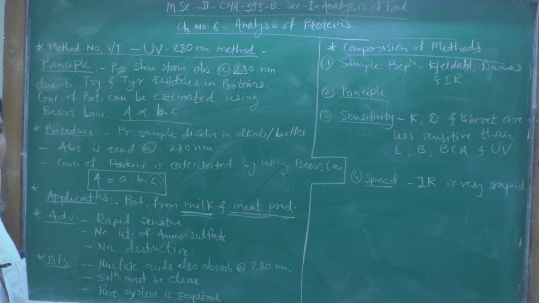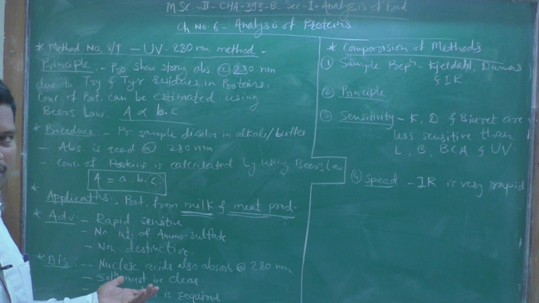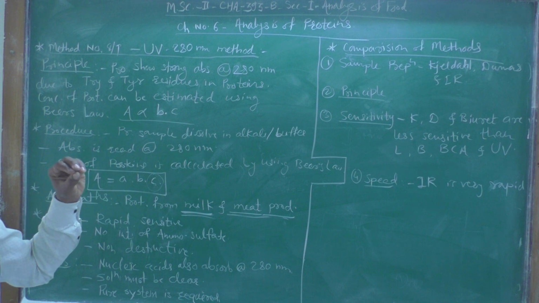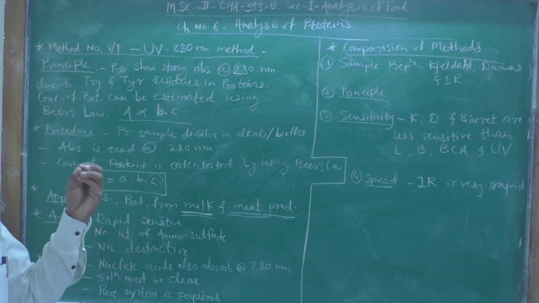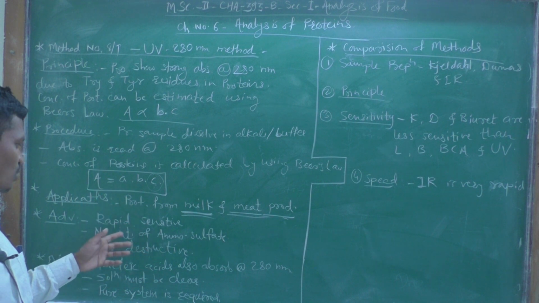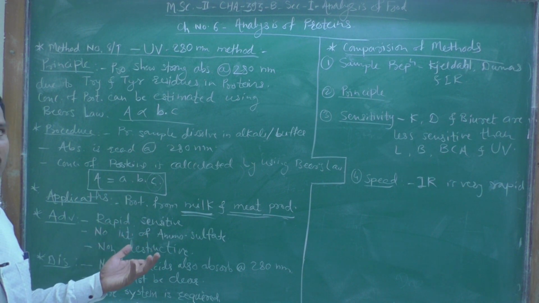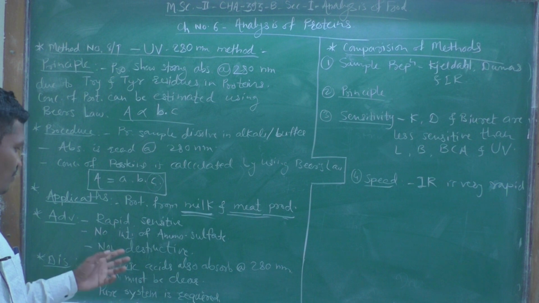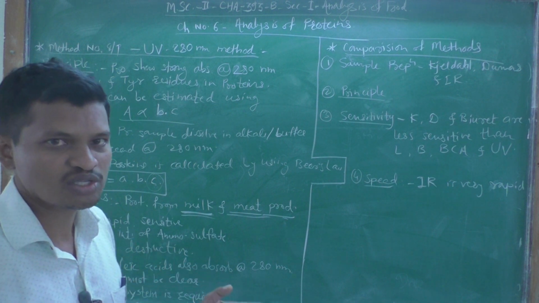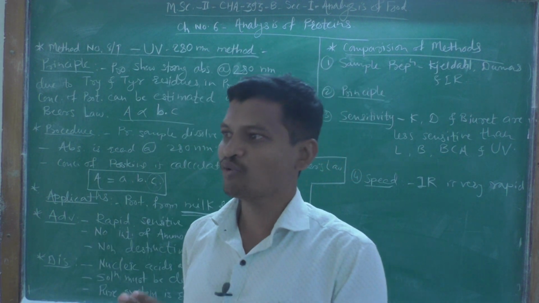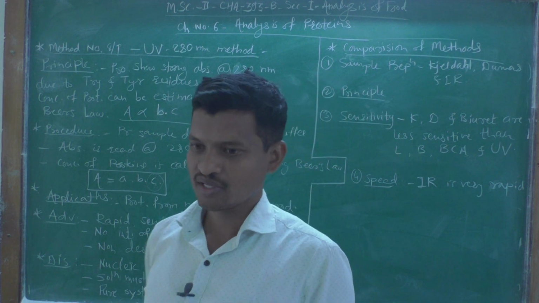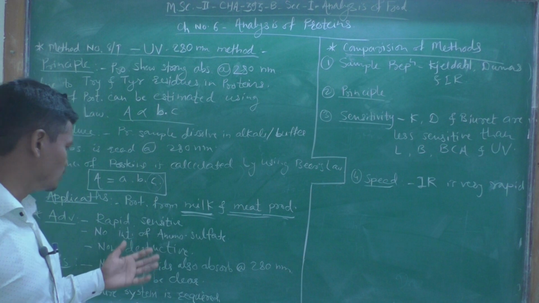Now the advantages. What are the advantages of this method? The main advantage is that this method is very rapid. As per the procedure, you can judge that no other sample preparation is needed for this UV method. Just dissolve it in the buffer or alkali solution, and you get the results in a very short period of time. That's why this method is a rapid one. It is sensitive. Then there is no interference of ammonium sulfate salts and other buffer salts. The buffer salts and ammonium sulfate salts do not interfere with the absorbance of proteins, and hence this method is useful.